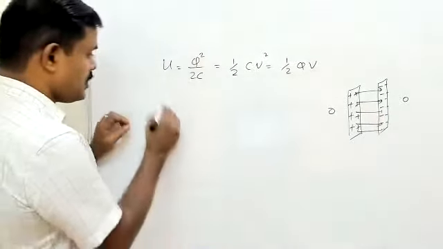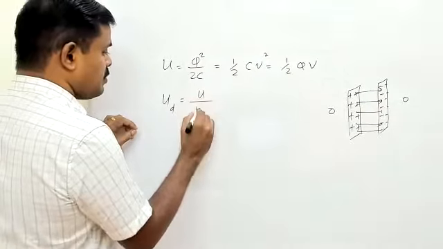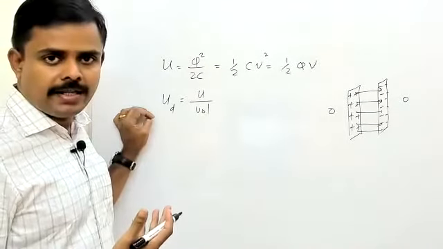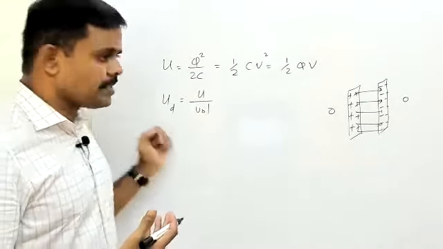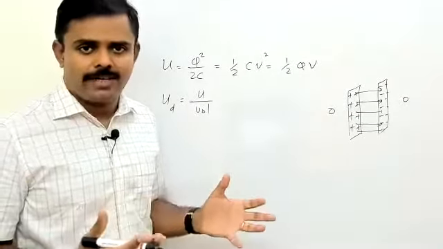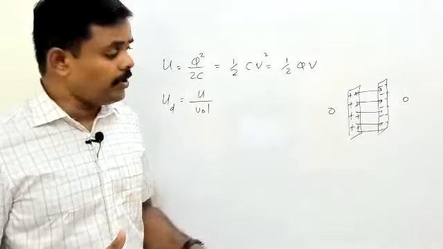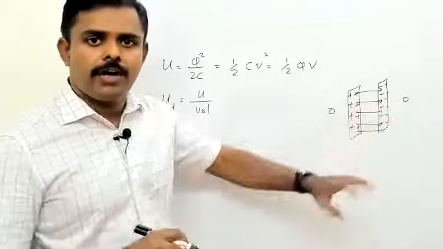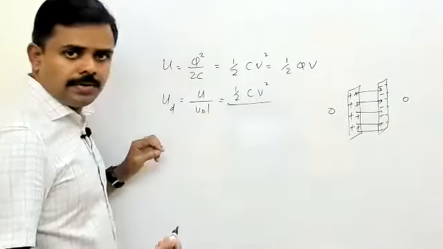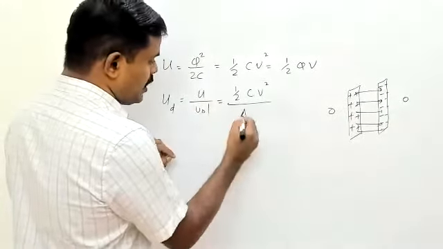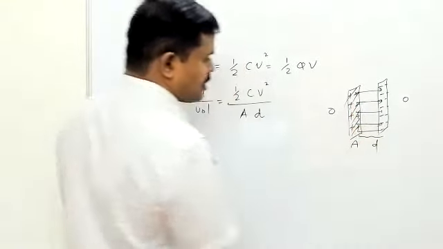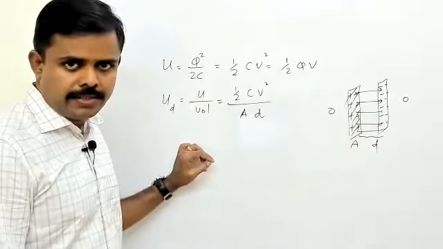You're going to find the energy density now. What is energy density? Energy by volume. Because density is mass by volume, energy density must be energy by volume. Repeat after me. Energy density is energy by volume. Total energy stored here divided by volume of the system. So what is energy? I can put half CV square. What is volume? Volume is area into distance. Area of one plate is A and the distance of separation is D. Area into distance will give you the volume, right?